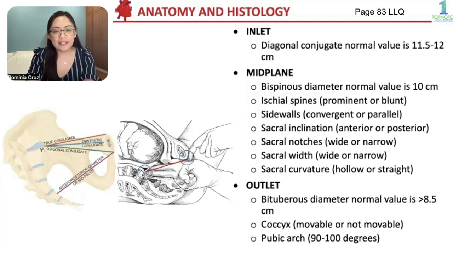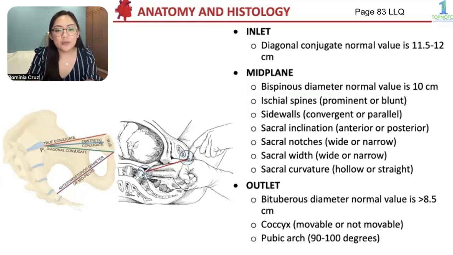And since this is a huge space, you have several structures to assess here during your internal examination. In a clinically adequate pelvis for delivery, your bispinous diameter should measure at least 10 centimeters. The ischial spines are blunt. Your side walls are parallel or divergent. The sacrum is inclined posteriorly. The sacral notches are wide and the sacrum is hollow. Okay? Pero syempre, minsan, hindi yun laging nakikita sa lahat ng adequate midplane. But these are the things you should assess during your internal examination.